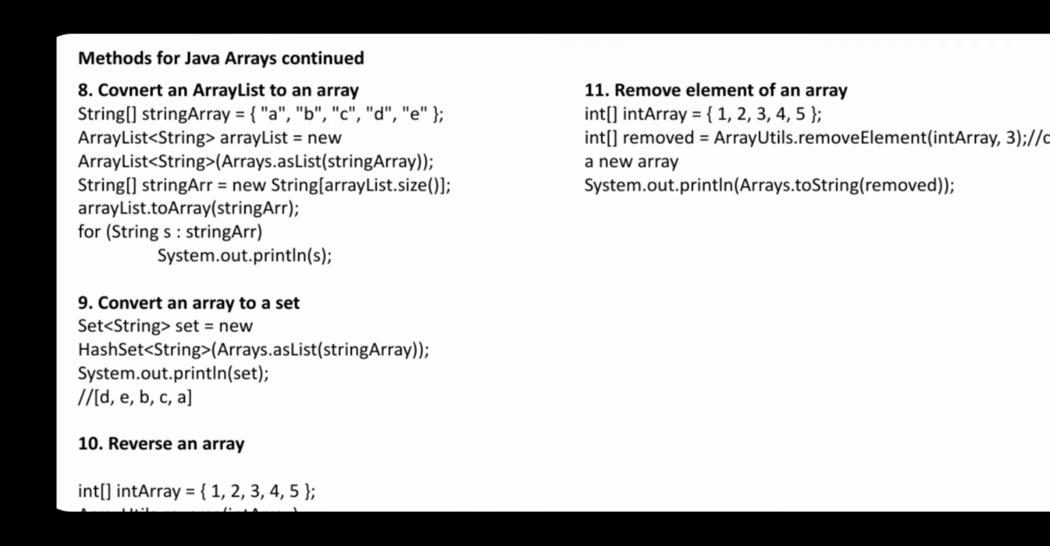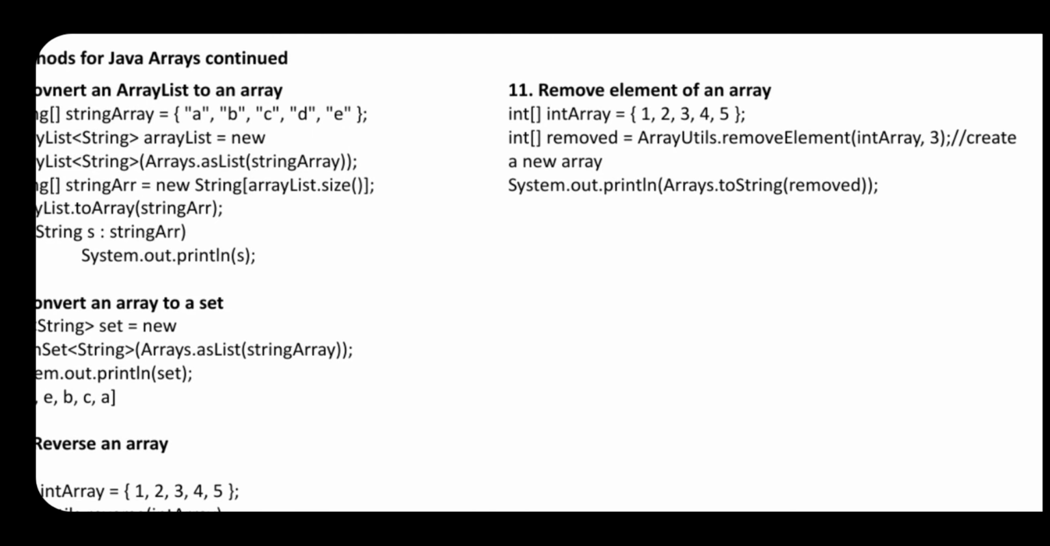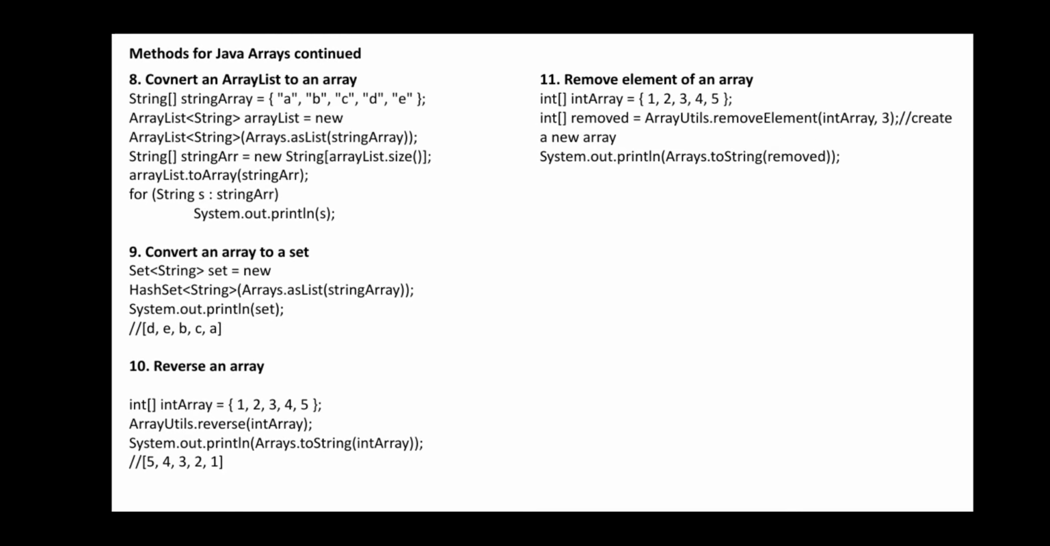Int array is equal to 1, 2, 3, 4, 5. Int removed is equal to ArrayUtils.removeElement, with the int array you defined, comma 3. The 3 is going to be removed from the array. Then System.out.println is going to display what now? The integer array will be converted to a string value and it will be displayed as 1, 2, 4, 5. Hence these are the different types of methods you have seen over here with arrays.